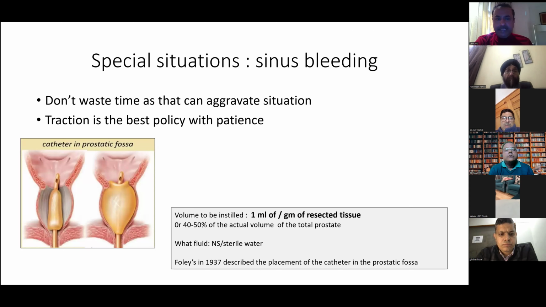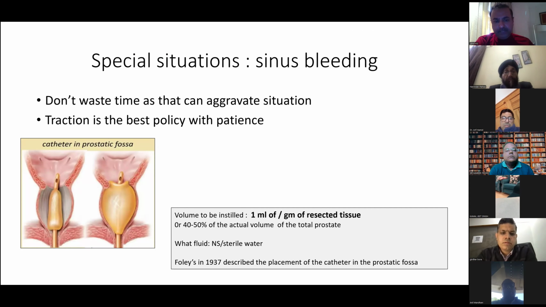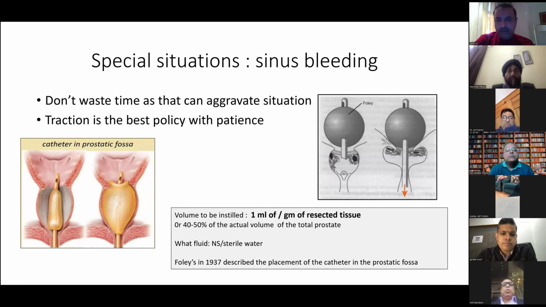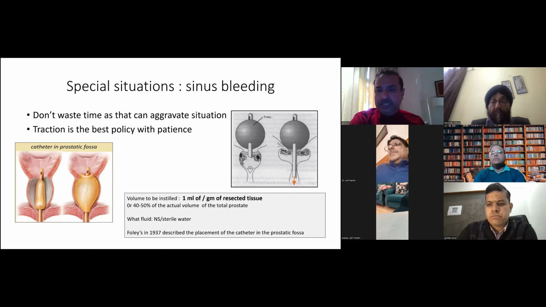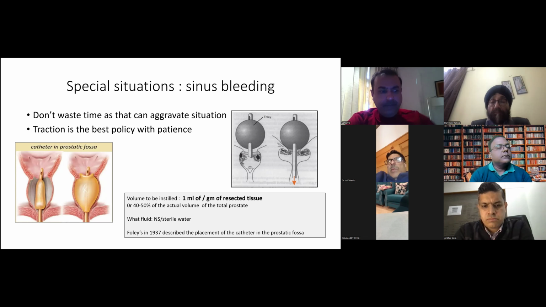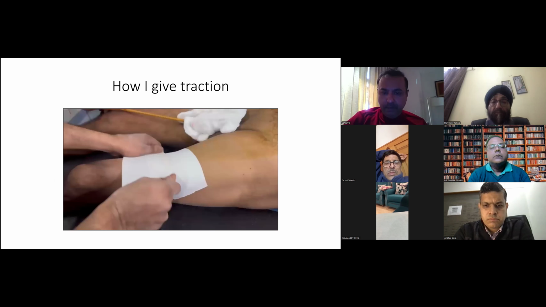In special situations like sinus bleeding, don't waste time. The more time you spend, the more confusion happens. You can just put a balloon. In 1937, Foley, who first described it, had advised putting the balloon in the prostatic fossa, which is not what is to be done. What we have to do is take it inside the bladder and then pull the catheter, and then the sinus bleeding would stop. The amount of fluid to be filled in the balloon, this is a question which is asked, and it is generally recommended to fill 1 ml per gram of the resected tissue.